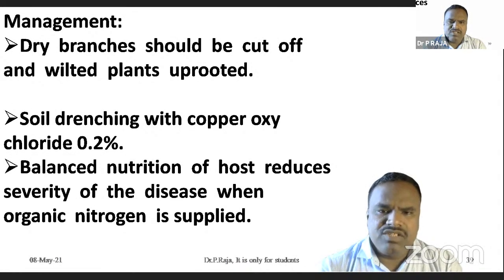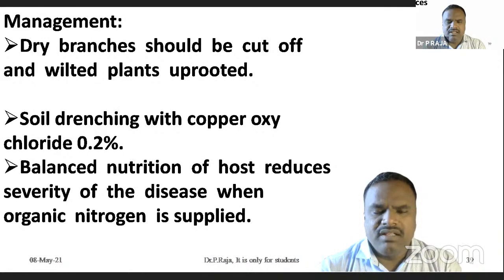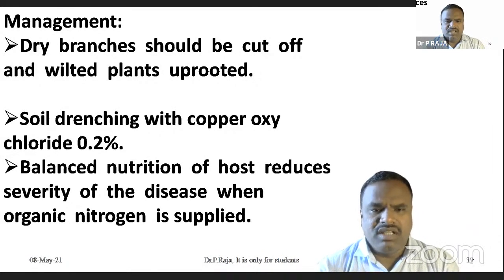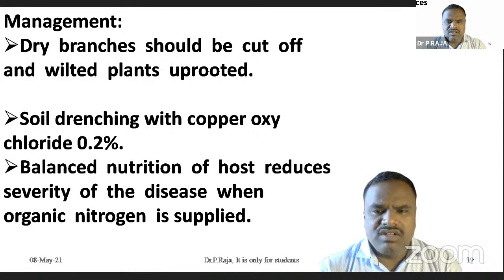Okay, coming to management, if specific branches are dying, cut them off and apply Bordeaux paste. Or if the wilted tree is more than 50% beyond recovery, then we can uproot it. Then we can do soil drenching in a semicircle fashion, as I explained earlier, with copper oxychloride 0.2%. And balanced nutrition of the host reduces the severity of the disease when organic nitrogen is applied.